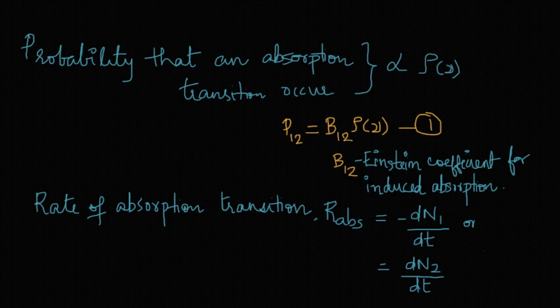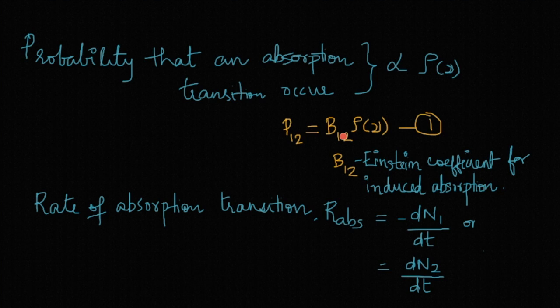So let's see the probability that such an absorption transition occurs. The probability for an absorption transition to occur is proportional to the photon density, which we denote as rho of nu. So P12 is proportional to rho of nu, and we introduce the proportionality constant B12. So P12, the probability of the absorption transition, is equal to B12 times rho of nu. Here B12 is the Einstein coefficient for induced absorption, and it indicates the probability of occurrence from level 1 to 2. That is why we gave the coefficient as B12, indicating this transition is from the lower energy level 1 to the upper energy level 2.